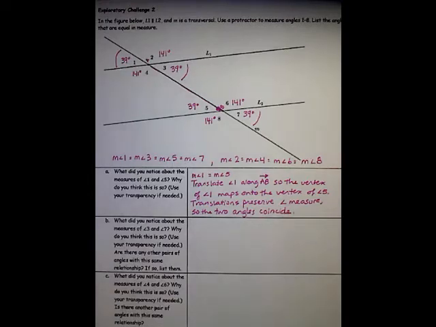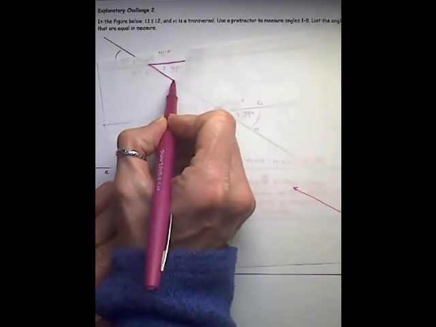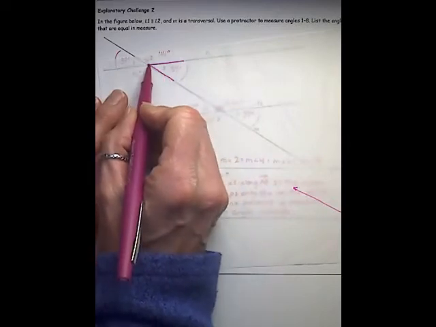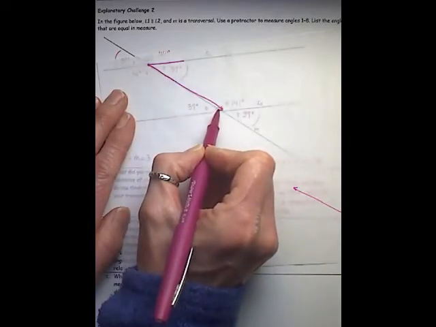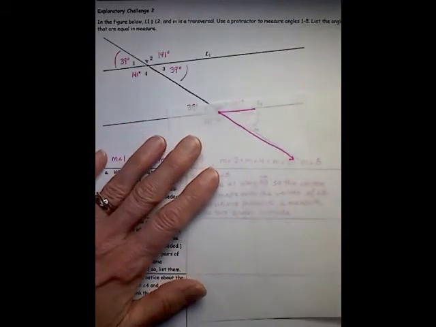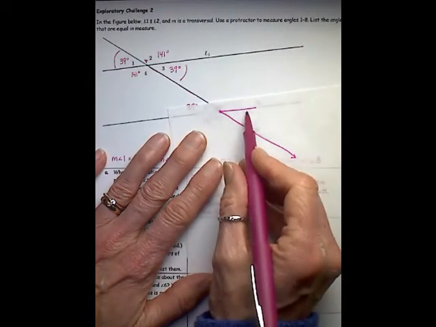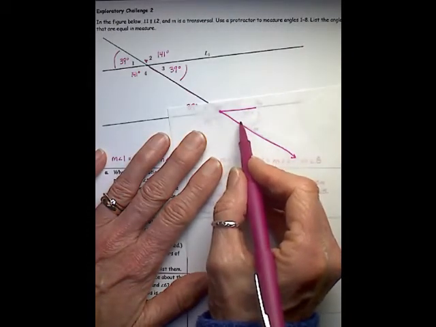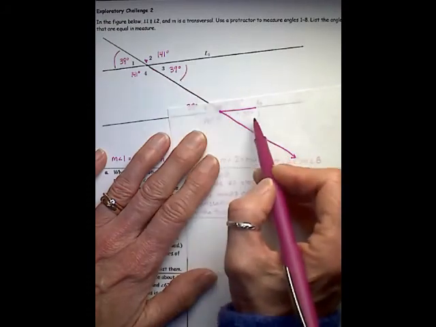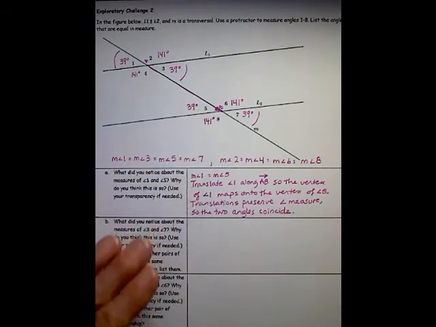So we see that angle 3 and angle 7 have the same measure. We can translate angle 3 along the same vector, AB. And when we translate along that vector, remember that when you translate an angle, the shape is preserved, the angle measure is preserved. So the measure of angle 3 is equal to the measure of angle 7.